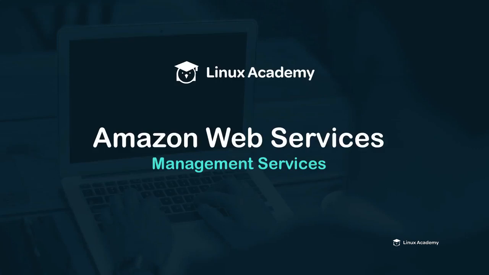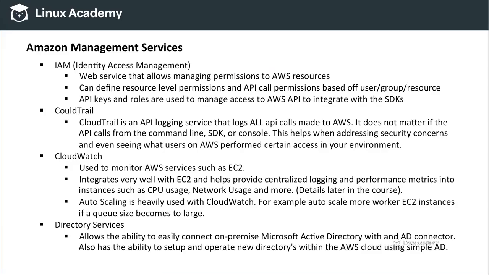Welcome, and in this lesson, we're going to talk about AWS services that are required for the CSA as they relate to management. So IAM, or Identity Access Management, is probably going to be one of the most popular ones you use in CloudWatch. IAM, Identity Access Management, is a web service that allows for managing permissions to AWS web services. You can define resource level permissions and API call permissions based off of the user, group, or even the resource. API keys and roles are used to manage access to the AWS API in order to allow for integration into the SDKs.